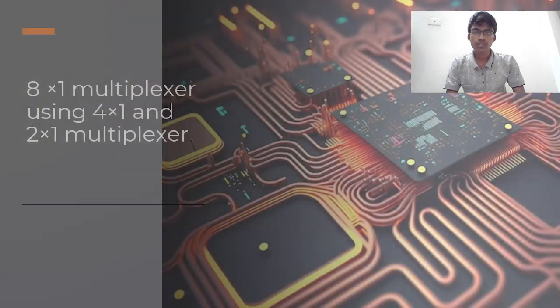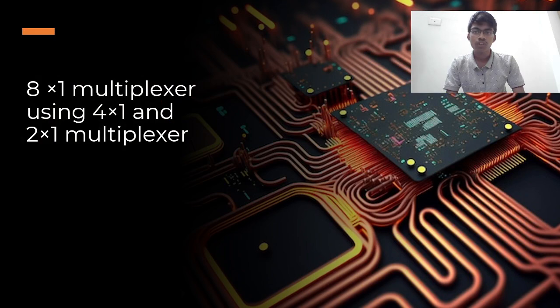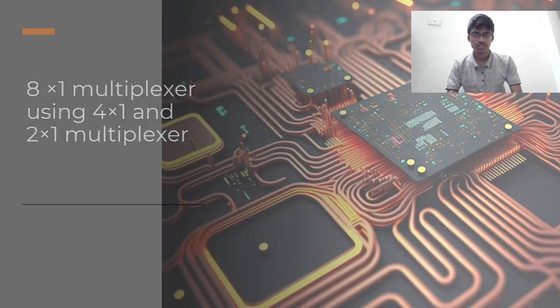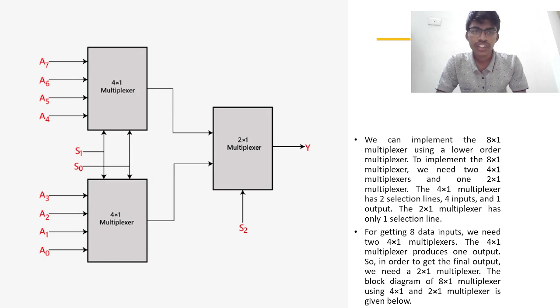So now let us look into the derivation of an 8 cross 1 multiplexer using 4 cross 1 as well as 2 cross 1 multiplexers. For deriving an 8 cross 1 multiplexer using 4 cross 1 and 2 cross 1 multiplexers, we need two 4 cross 1 multiplexers, because in an 8 cross 1 multiplexer we have totally 8 inputs. So by using 4 cross 1 multiplexers, we can divide those 8 inputs into 4 and 4, two 4 cross 1 multiplexers as shown below. So this is the diagram. At the same time, we know that for a 4 cross 1 multiplexer, only two select lines are required. So this is being depicted in the diagram.